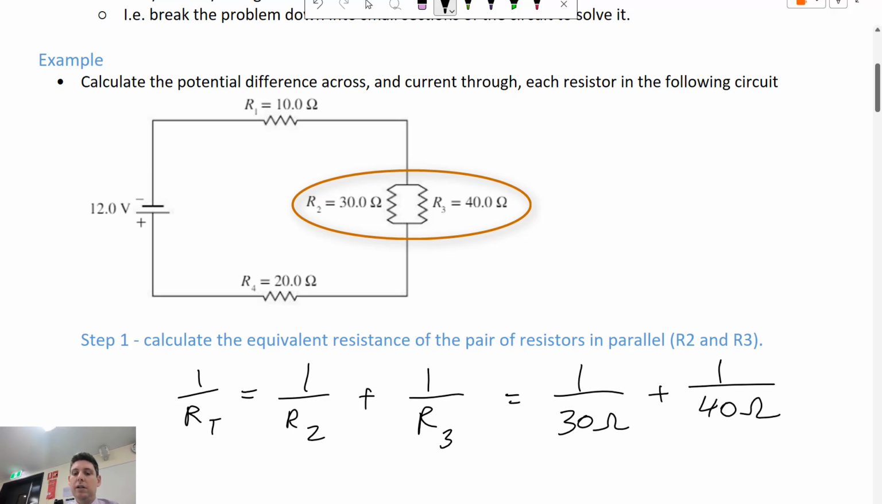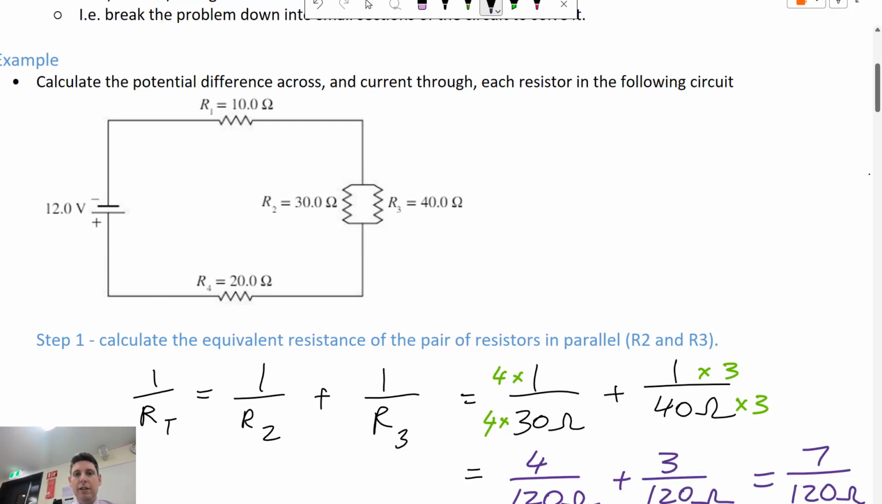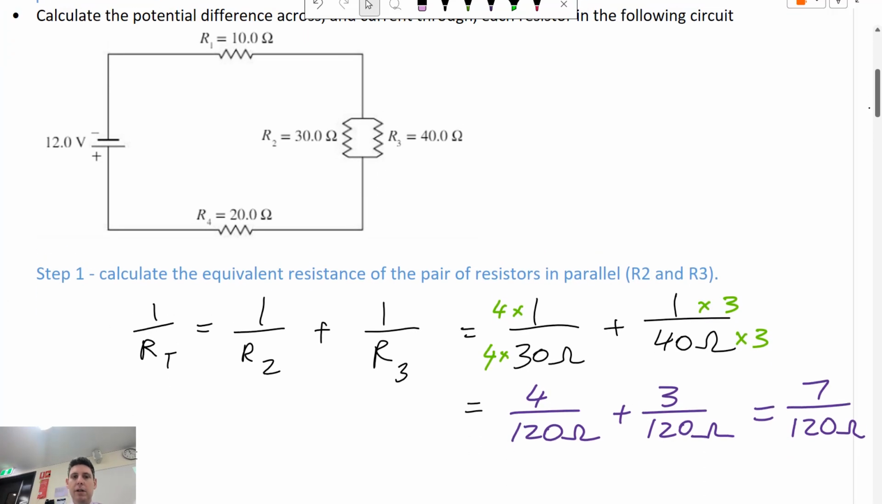What's the common denominator? 120. So multiply this one by 4. Multiply this one by 3 to get the same denominator. So you end up with 4 over 120 plus 3 over 120. Okay, so we find that the total resistance, if we now flip both fractions, so this is equal to 1 over RT, flip both fractions, you get 120 over 7 ohms.